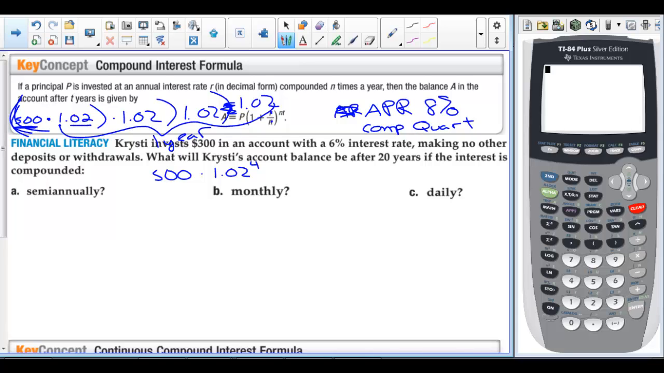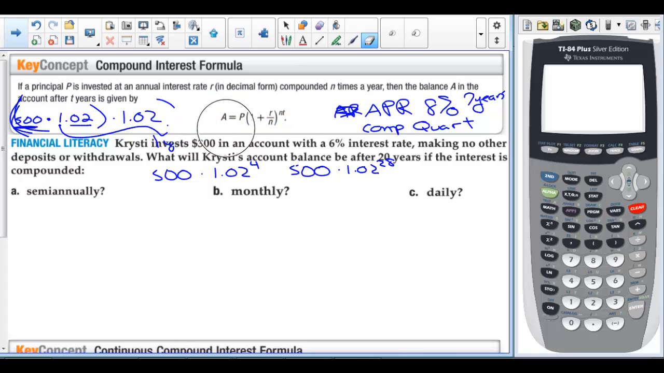Times, times, times. Well, what if I said I want to know how much is in there after 7 years. Well, now, if I do this 4 times a year, and it's 7 years, then it should be 500 times 1.02 to the 28. And this n t, that's where you would get that 28 from right there. The amount of times we're compounding it times how many years this is going to happen. That's where the formula comes from. It's really not that complicated. All right, anyway, here is the formula.